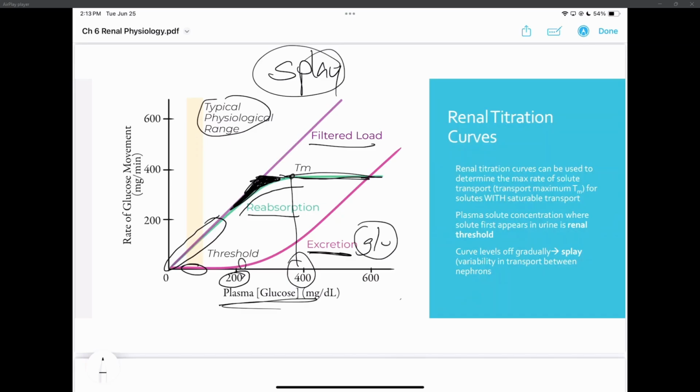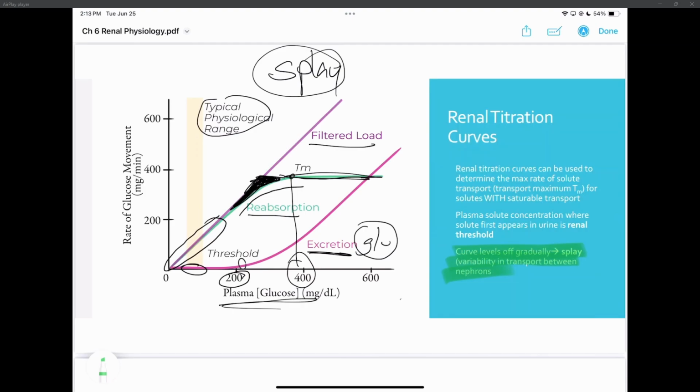So here's that splay. I'll keep getting distracted. Okay, curve levels off gradually, which is splay. Variability in transport between nephrons. Not all nephrons act the same. Some are slower than others, but when you get to a higher concentration, you have to use more and more nephrons to deal with all this stuff, and some of them don't work as well.